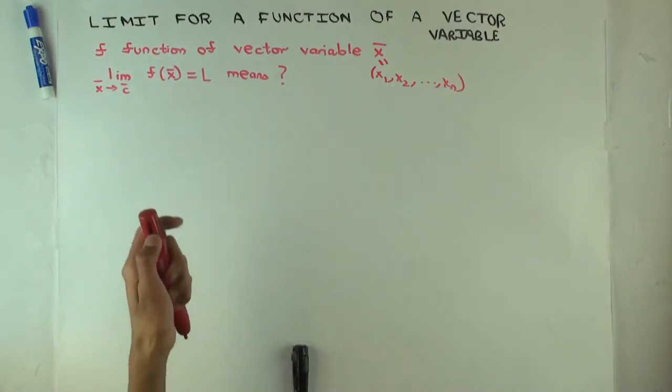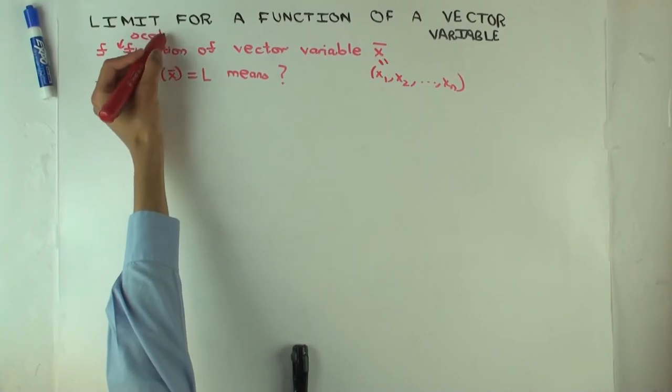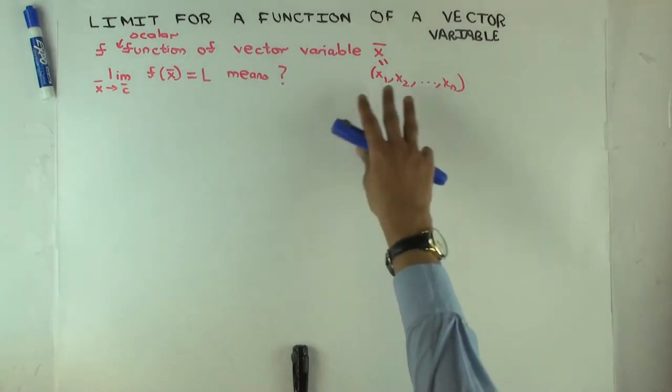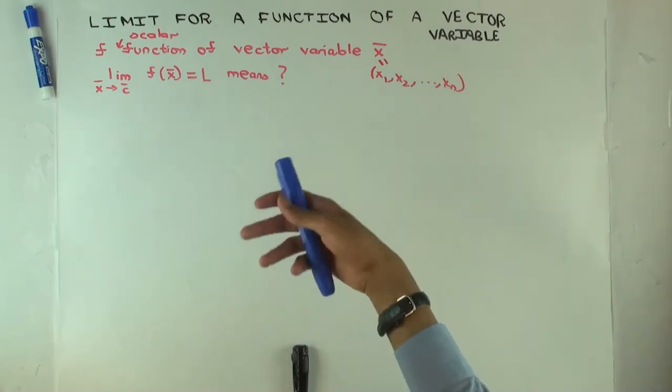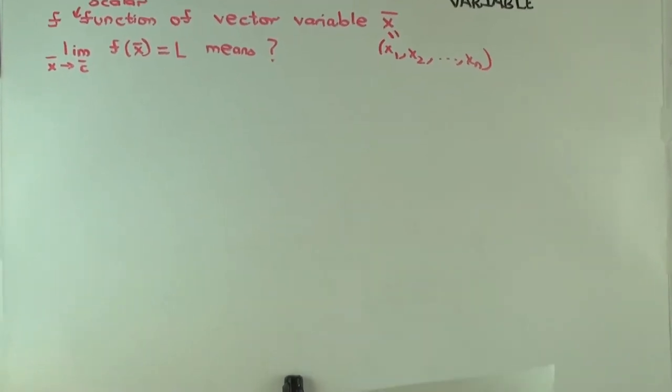But the function itself, for this video, is a scalar function. Maybe I'll just remove the word scalar. It's just a function which takes real values. The domain of the function is a multivariable thing. It's a vector thing. But the output of the function is just real numbers. So we are going to try to give the epsilon delta definition.